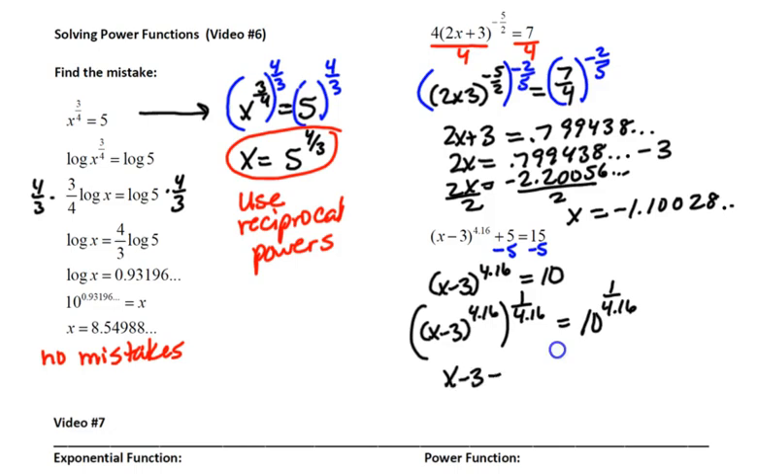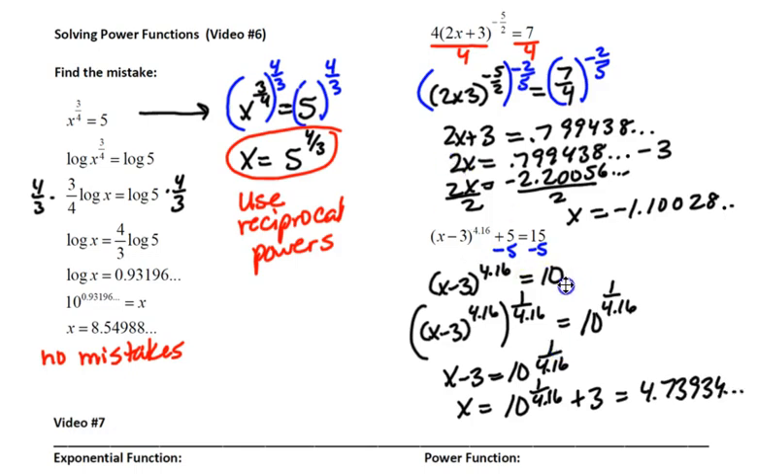So I have x minus 3 equals 10 to the 1 over 4.16. Add 3 to both sides, and I would have 10 to the 1 over 4.16 plus 3, and that would be my answer. I left the 1 out. If I evaluate that, I end up with 4.73934, etc. You can check this if you want on your calculator, but I'm not going to go back and check that right now.